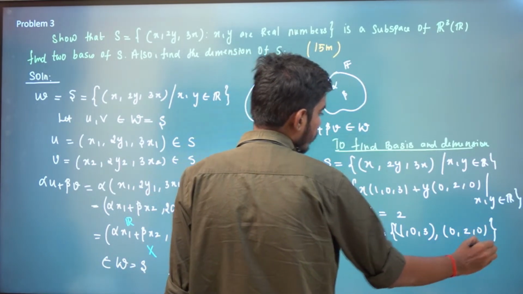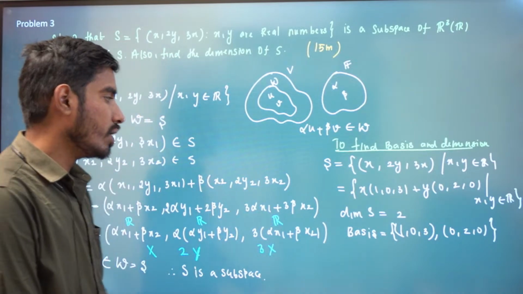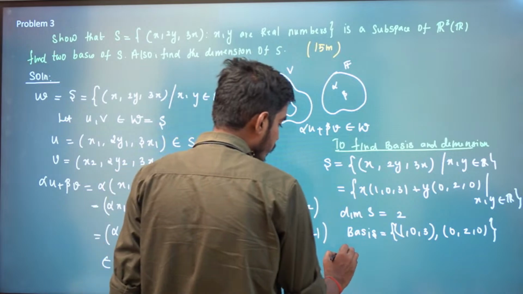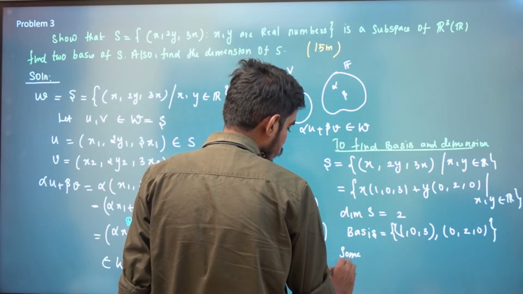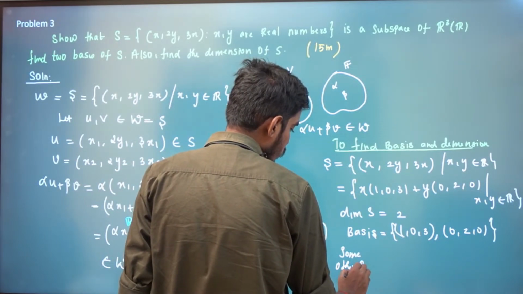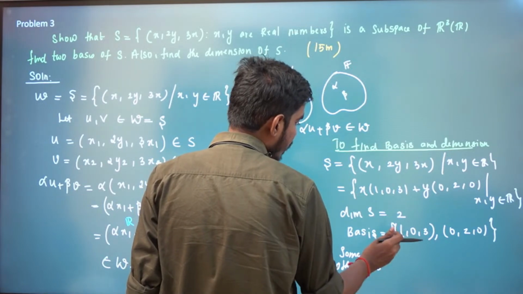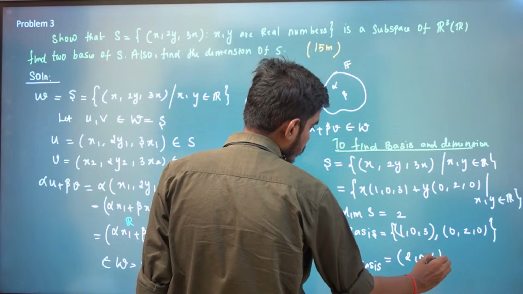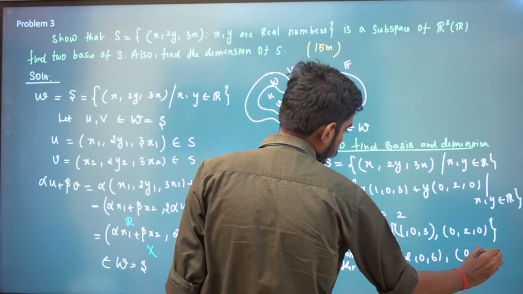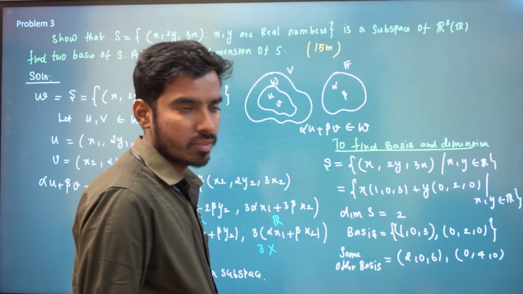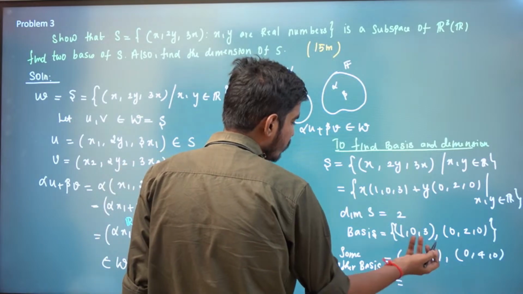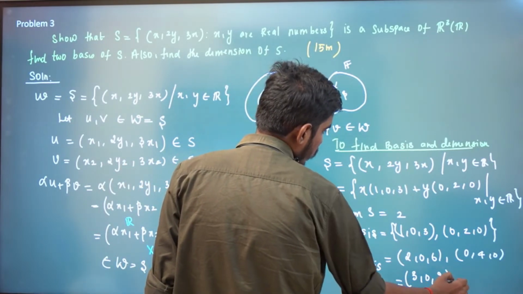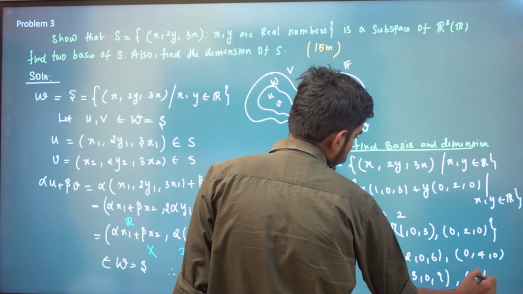See, a basis need not be unique. This is one of the bases. If you multiply by any scalar, that will also be a basis, right? For example, for some other basis, you just multiply this entirely by 2. What do you have? (2,0,6), (0,4,0). This will also be a basis. Or you multiply by 3, then you will have (3,0,9) and (0,6,0).